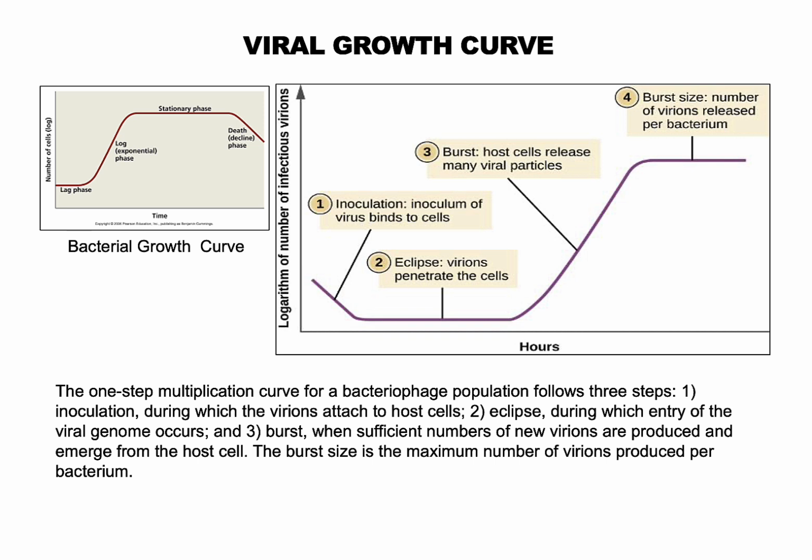This event is referred to as a burst, and the number of virions released per bacterium is known as a burst size. In a one-step multiplication curve for bacteriophages, host cells lyse and release numerous virus particles into the medium, resulting in a rapid increase in the viral titer, the concentration of virions per volume. Once no viable host cells remain, the viral particles start to degrade, leading to a decline in the culture's viability.